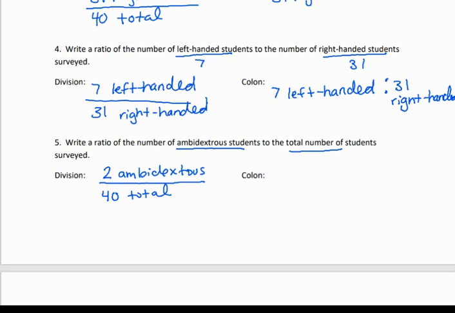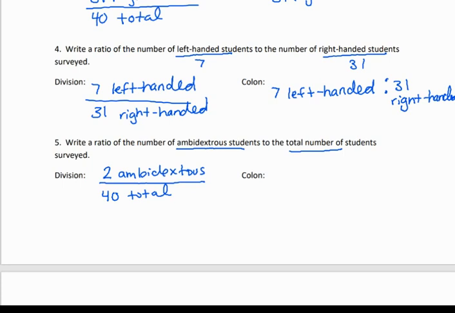Did anyone do anything else for that problem? Or maybe you started here, but then wrote even something else? Look at that fraction. What could I do?